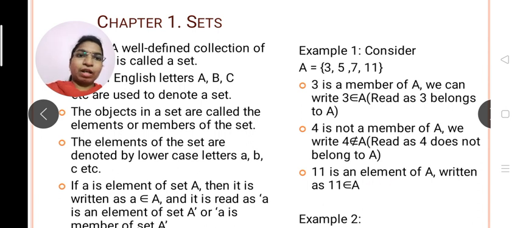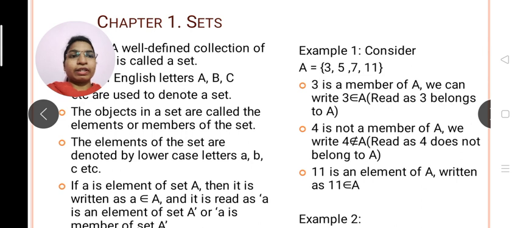Okay students, understood? What is important? A set is a well defined collection of objects. It is denoted by a capital letter. The elements of a set are denoted by small letters. The elements of a set are enclosed in curly braces, and they are separated by commas.